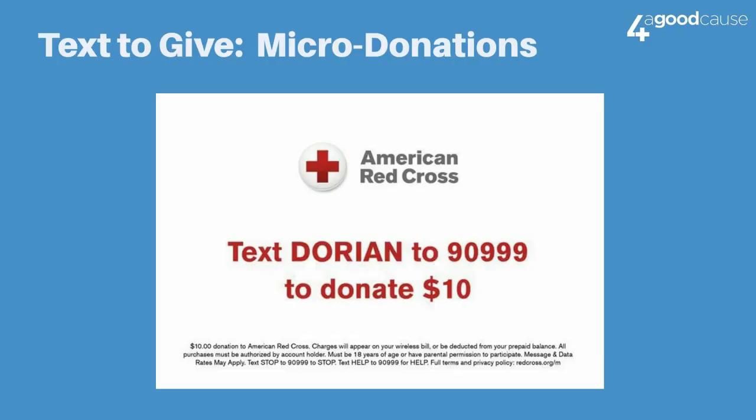So text to give was made famous by groups like the Red Cross with their disaster relief funding. Organizations ask donors to contribute a set amount, such as $5 or $10, by texting a specific keyword to a number. When they do that, they will get a text reply asking them to confirm the donation. Then the cell phone company adds that amount to the donor's cell phone bill, and the nonprofit will get paid later in bulk on some schedule, monthly, or some other schedule.